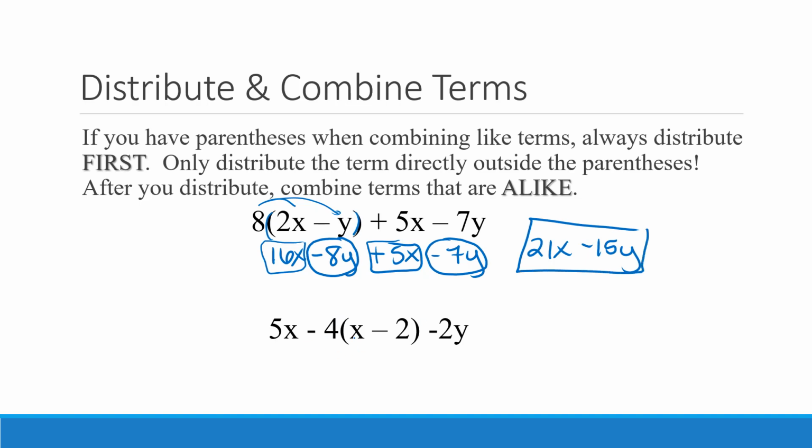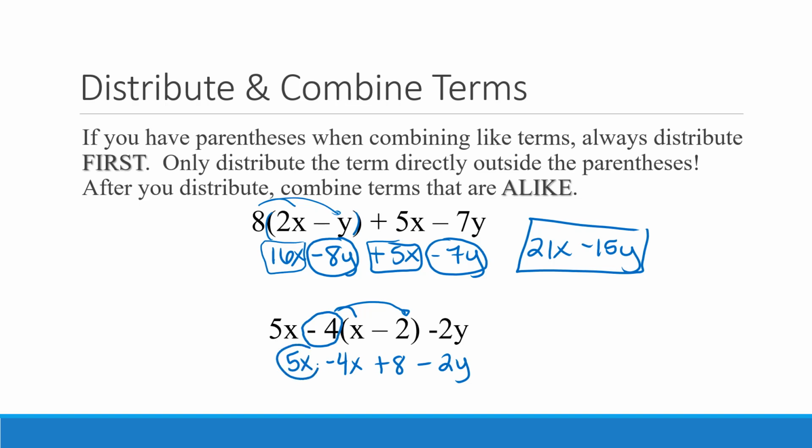In this one, I'm going to start off by distributing not just 4. Again, always take the sign that's in front of it. I'm going to distribute negative 4 to both of these two. I'm not distributing 5x. 5x just gets dropped down. It's whatever's right outside my parentheses. So this is negative 4x. Negative 4 times negative 2 gives me a positive 8. I'm going to bring everything else down, so the 5x and the negative 2y.